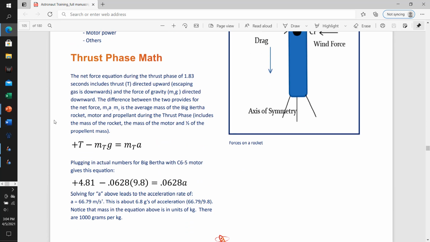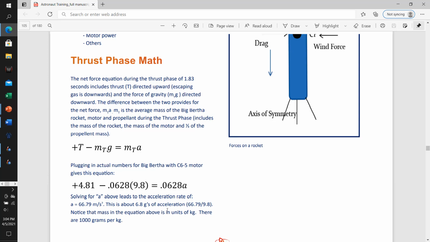Okay, so plugging in some numbers, the average thrust for the C6-5 motor is 4.81 newtons. The mass of this rocket during the thrust phase is 0.0628 kilograms, and g is 9.8. All right, and that's going to be equal to m times a. I have one equation and one unknown here, so we can divide both sides by 0.0628 kilograms, and we get 66.79 meters per second squared. If we divide that by 9.8, we get 6.8 Gs. So that's a lot. It's quite a bit of acceleration.